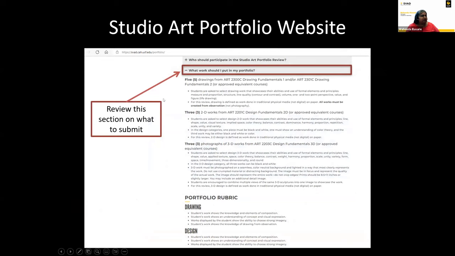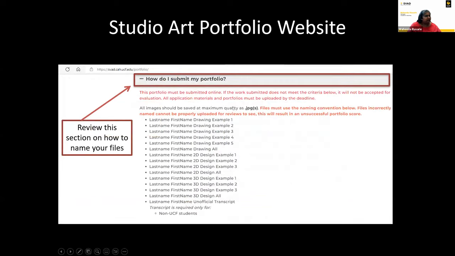Also review the area here that says what work should I put in my portfolio. Our two faculty will go over the drawing and design requirements, but this is where you can find detailed information on what you're needing to submit. And then the how do I submit my portfolio? Again, here's the naming structure. We definitely want you all to follow this so that your images can be uploaded correctly.